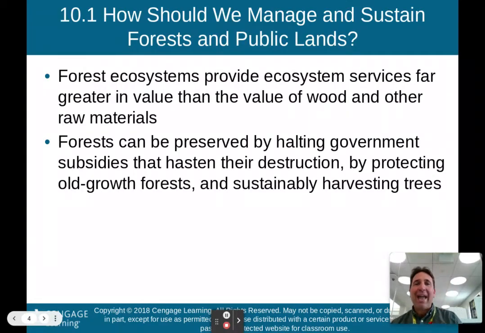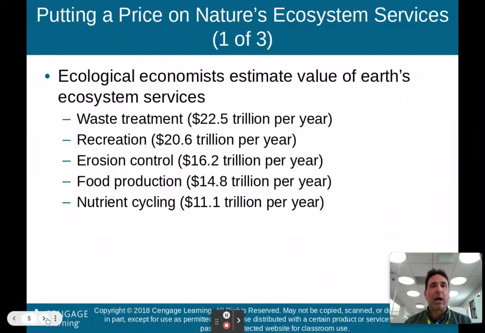All right, so how should we manage and sustain forest and public lands? Well, forest ecosystems provide ecosystem services far greater in value than the value of the wood and other raw materials that we may be getting out of our forests and public lands. Forests can be preserved by halting government subsidies that hasten their destruction, by protecting old-growth forests, and by sustainably harvesting trees. We're going to talk all about that over the next couple of slides.